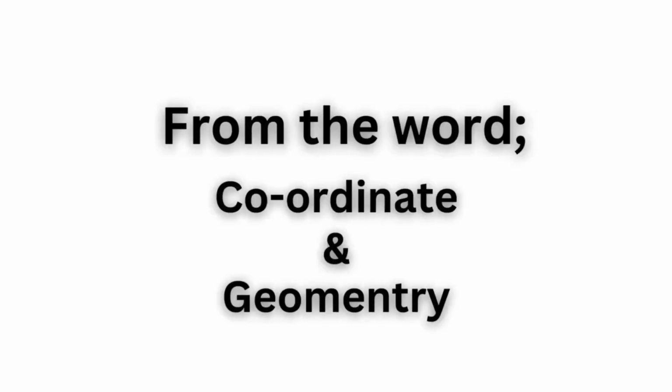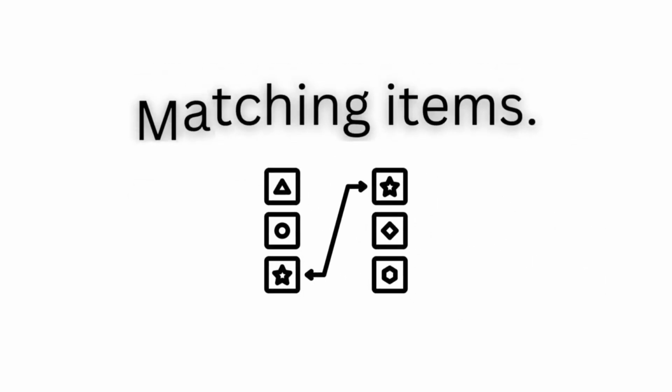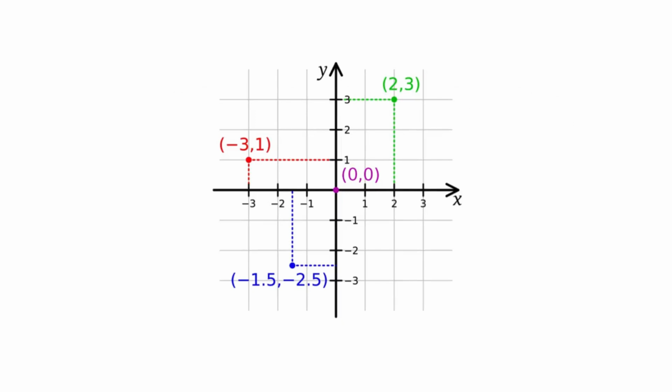From the words coordinate and geometry, what is coordinate? Coordinate is defined as matching items, bonding one or two things together. So from the word coordination, we are trying to gather something, joining two things together. Now, if I relate that into mathematics, I will say bonding two numbers or letters rather, or sometimes a letter and a number that locate a specific point on a grid.